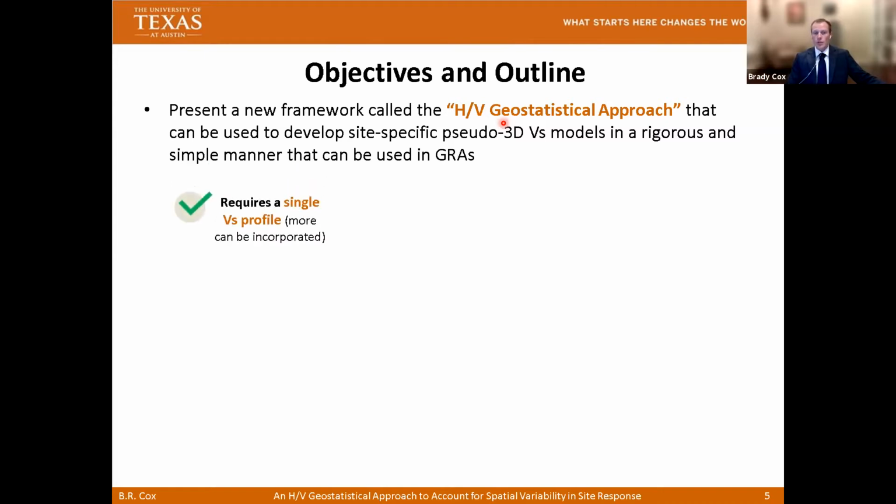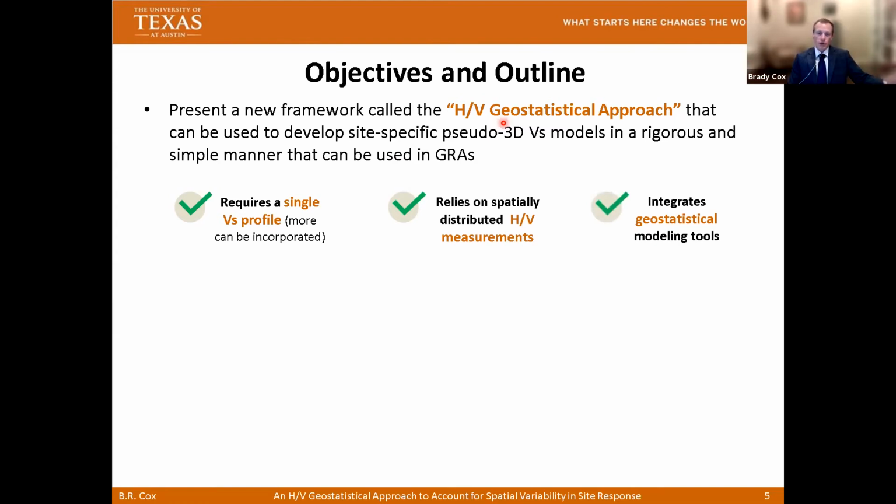It requires only a single shear wave velocity profile. You can use more than one, but it requires only a single VS profile. That VS profile can be measured in a borehole, or it could be developed through surface wave methods. It relies heavily on spatially distributed H/V measurements, and I'll talk about those in just a minute. And then it integrates geostatistical modeling tools to develop the 3D subsurface model.